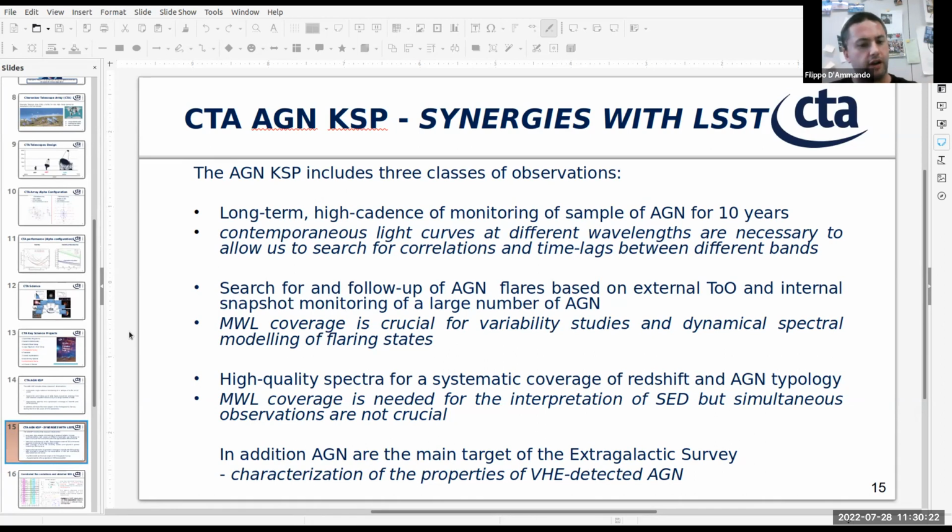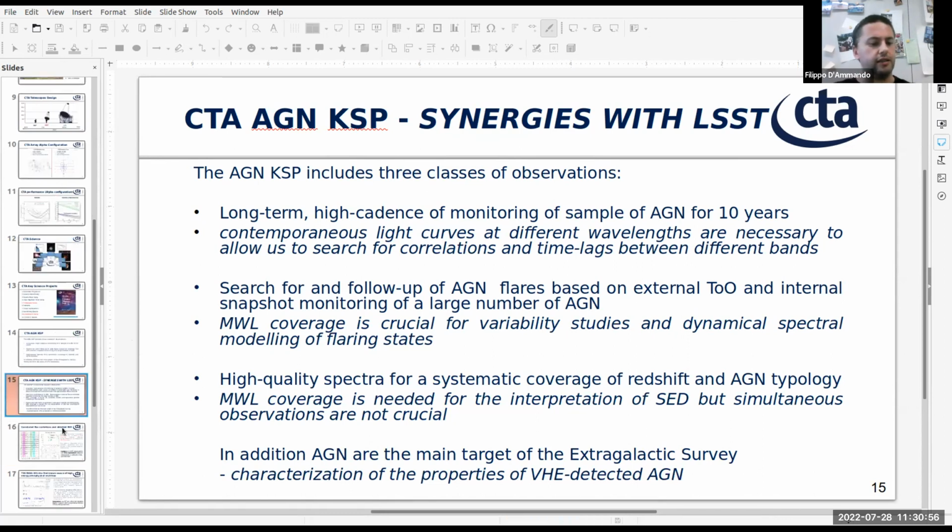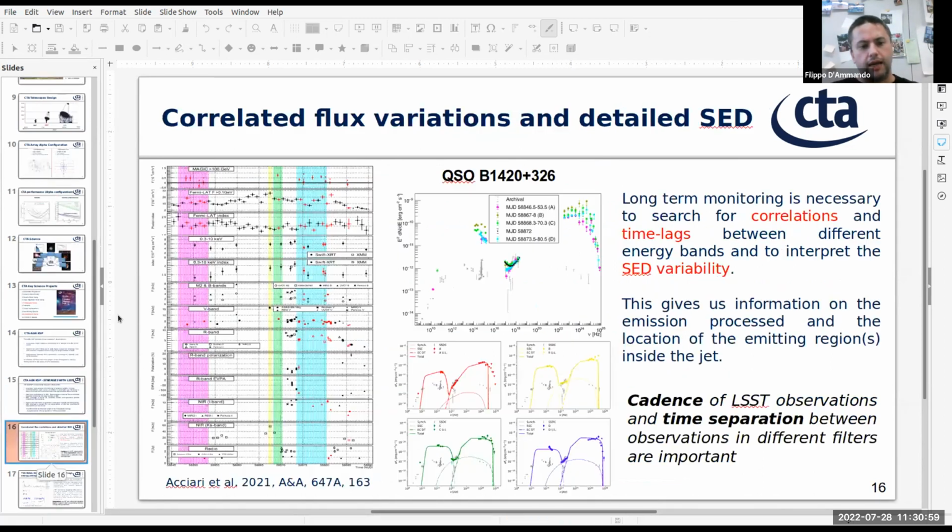Of course, multiwavelength coverage is crucial for variability studies and in dynamic spectral modeling of flaring states. And in the case of high-quality spectra, it's not important to have simultaneous observations, but it's important to have some data in a contemporaneous epoch. And for the extragalactic survey, the characterization of the properties of the very high energy detected AGN can be obtained also using the LSST data. But let's see some examples.